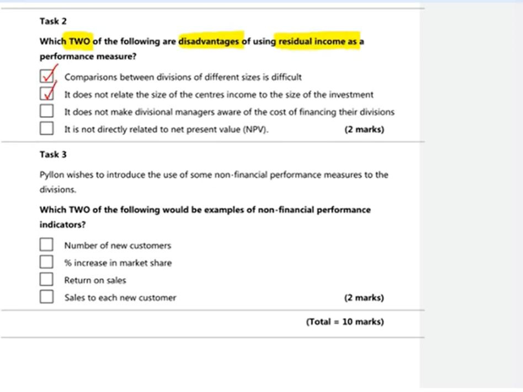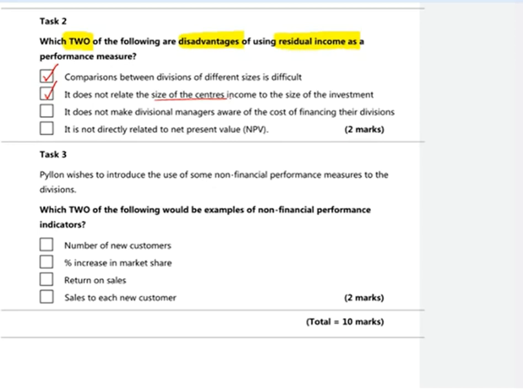So there's our second problem. It's not relating directly to the size of the centre. A larger centre is likely to generate larger incomes and therefore hopefully have a higher residual income. So it's difficult for us to draw comparisons, and it does not recognise that difference in size.